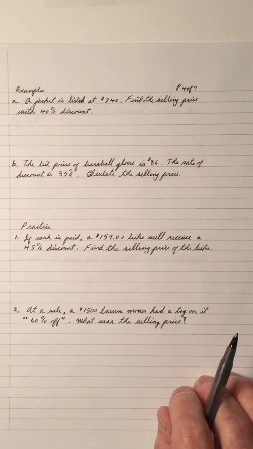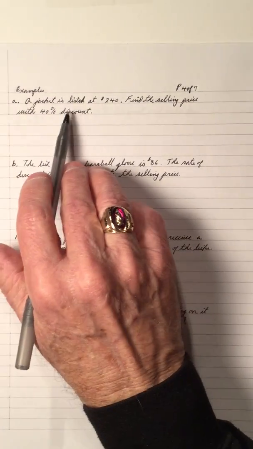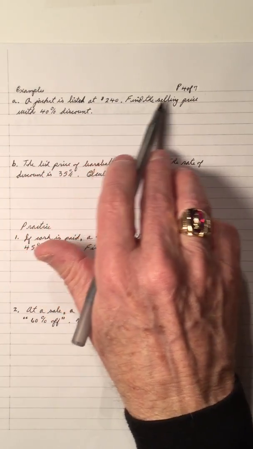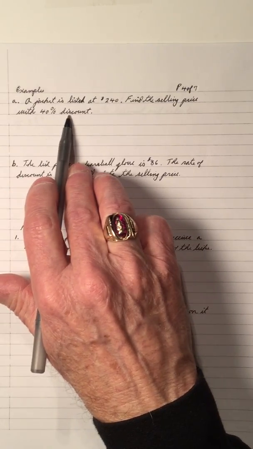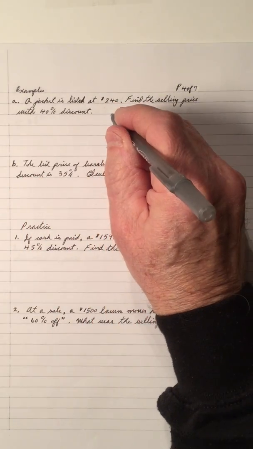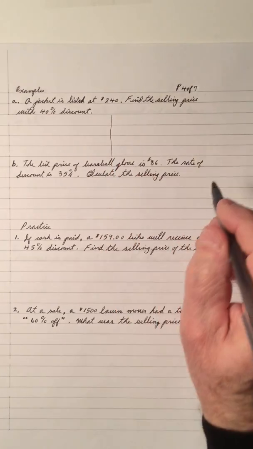Now let's do some problems. Same thing. If you have a jacket listed at $240, find the selling price with a 40% discount. Again, I'm going to work these 2 ways.